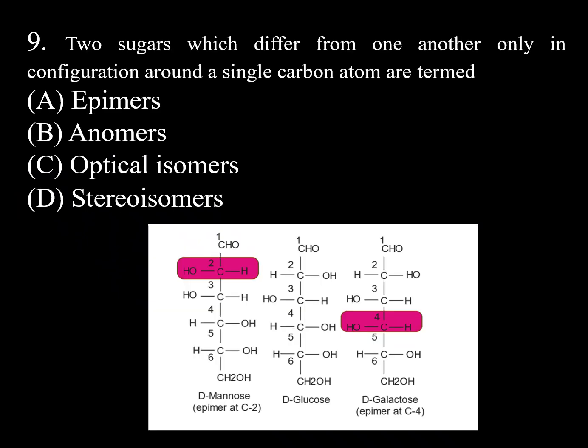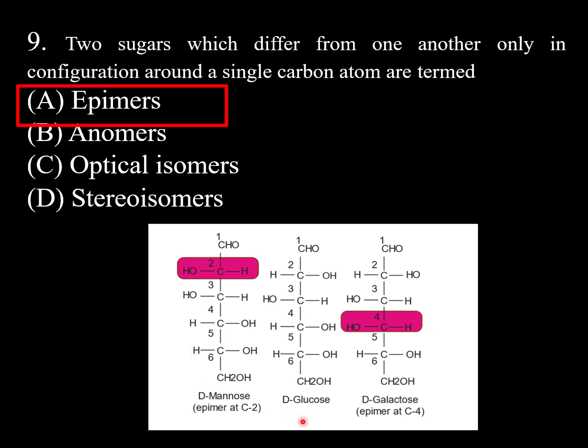Question number 9: two sugars which differ from one another only in configuration around a single carbon atom are termed: A, epimers; B, anomers; C, optical isomers; D, stereoisomers. In these options, we have to see which differ at only one single carbon atom, at only one position. That is known as epimers.